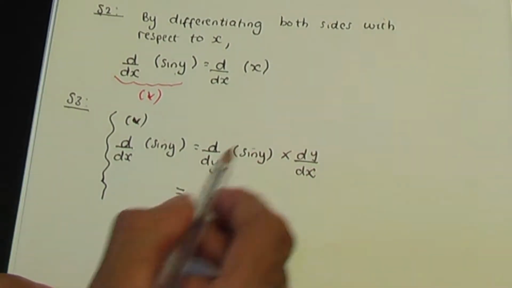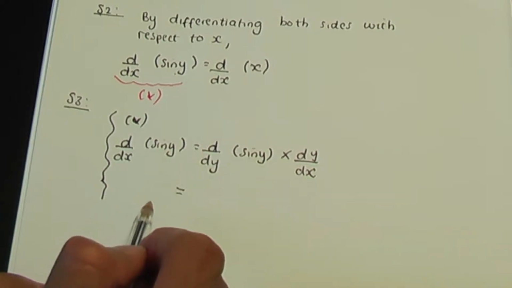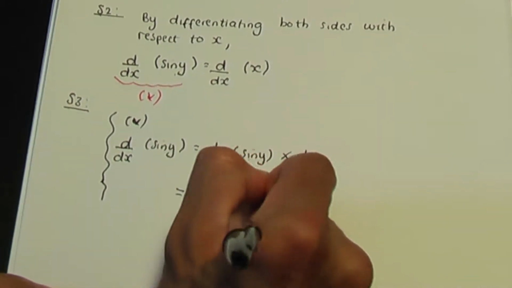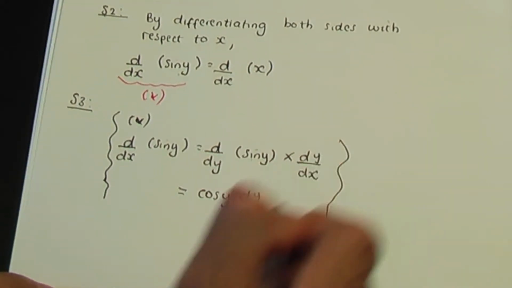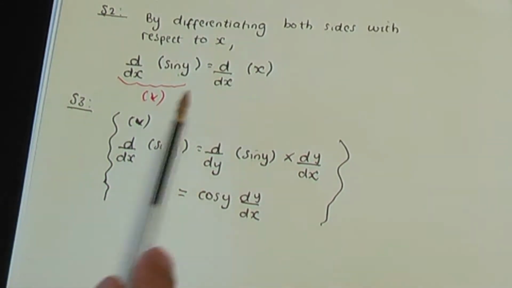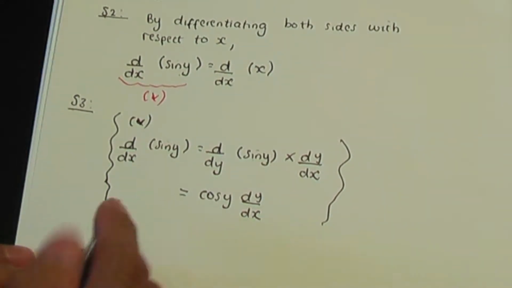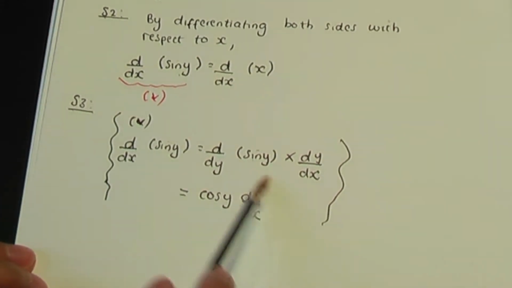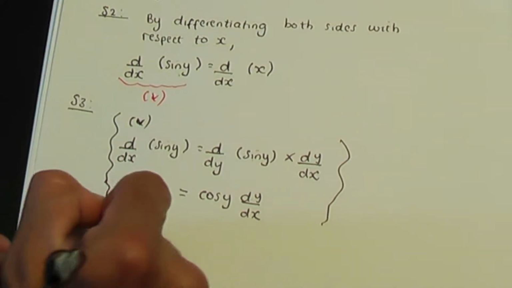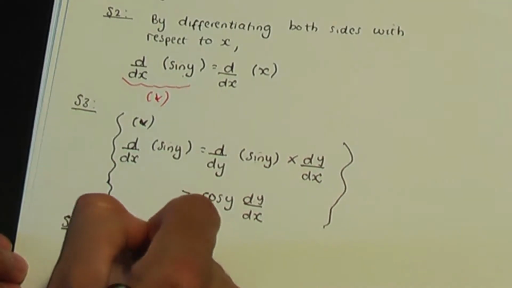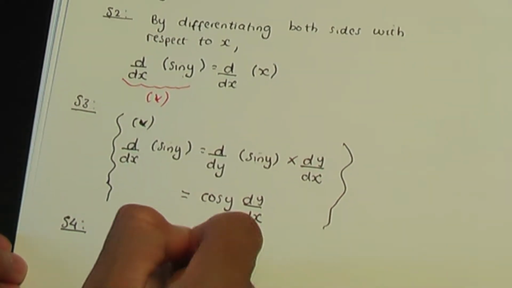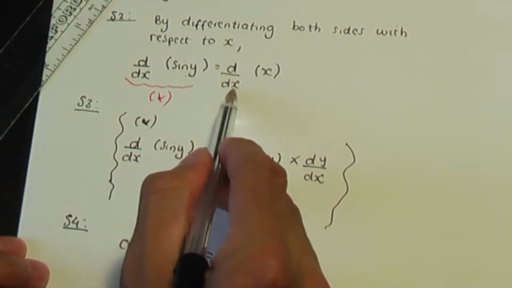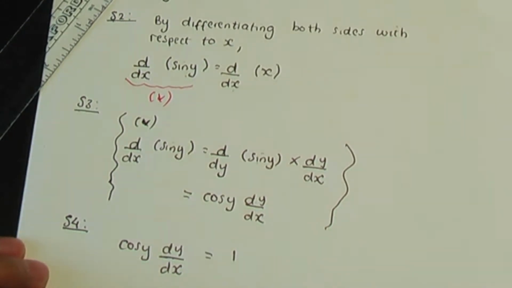So if I differentiate sine y with respect to y, differentiating sine is cos, so you're going to get cos y times dy over dx, or cos y dy over dx. So that is the solution to star. And if I replace the left hand term by our solution here, let me call that step 4, we're going to have cos y dy over dx appearing on the left hand side, and that is equal to, when I differentiate x, it's 1.